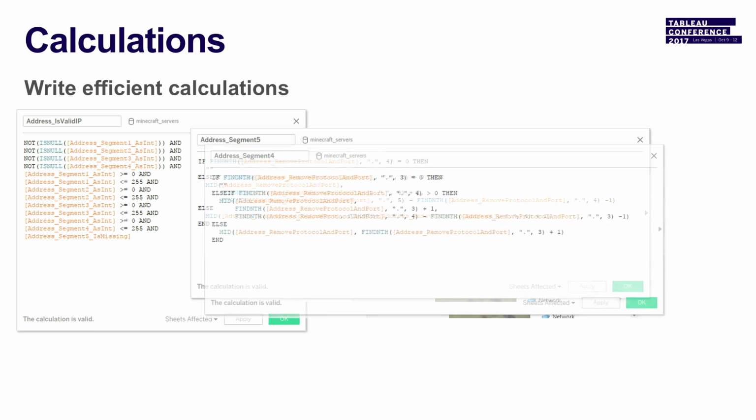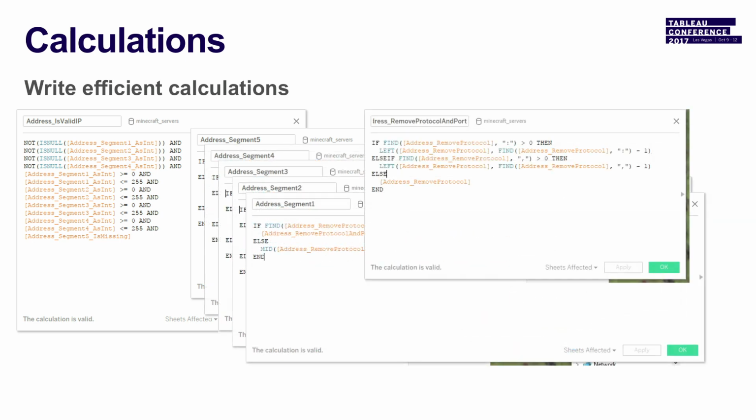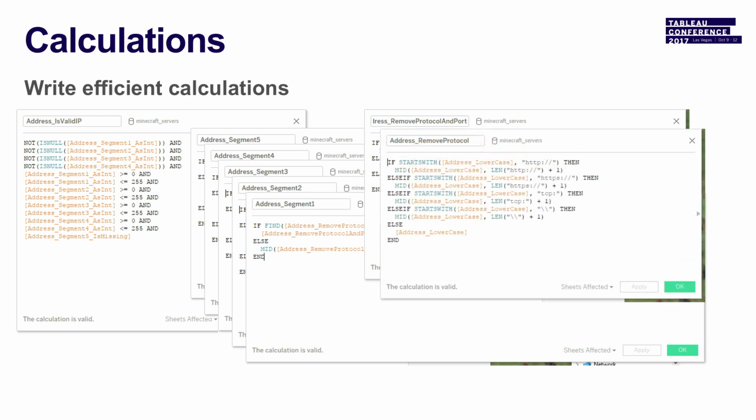And so we've got all of these things layered one on top of the other, and they all call this, and then that calls this thing over here. In the end, you have this address remove protocol being called thousands of times in order to determine these calculations. It explodes, and you end up with a very inefficient way.